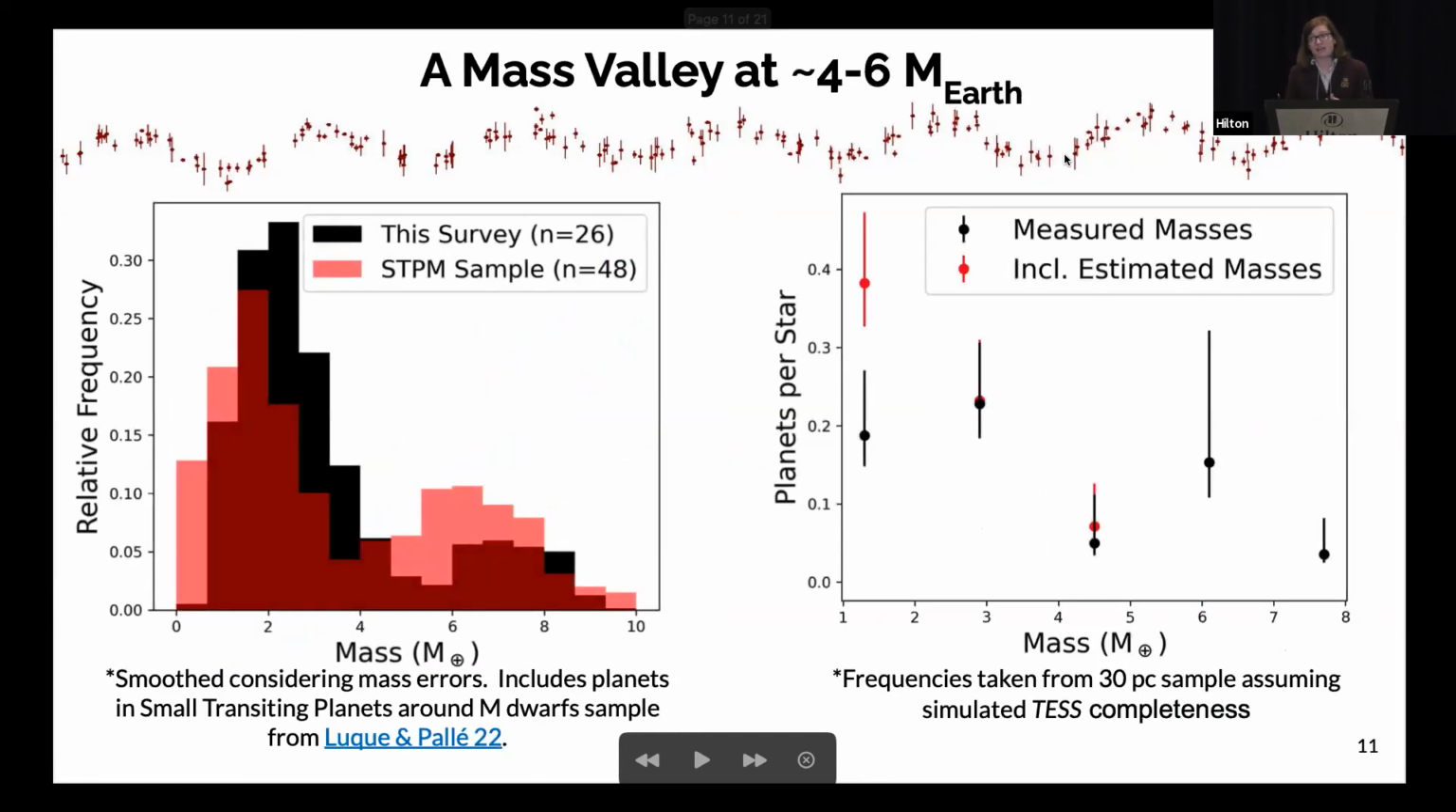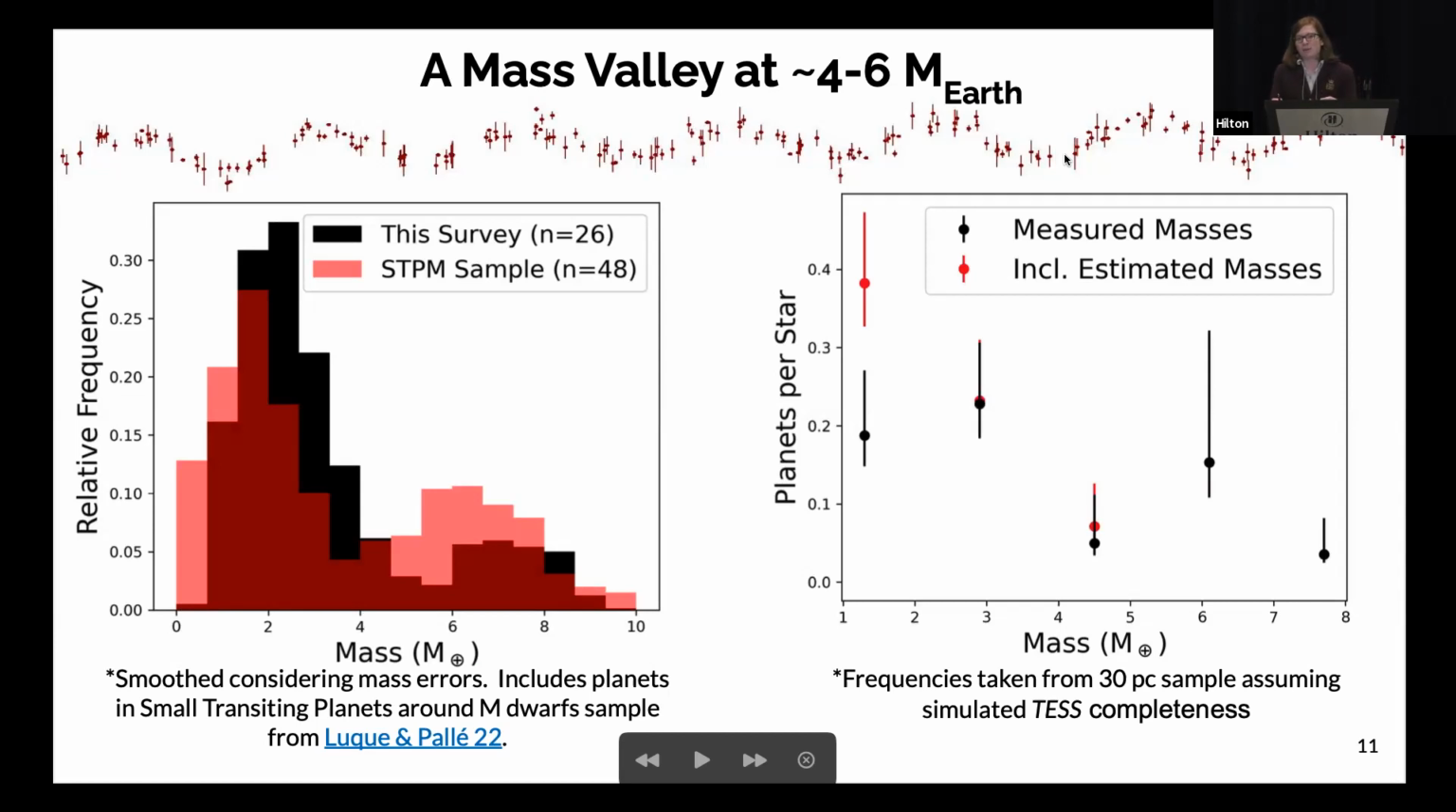The last thing that I'm really excited to talk about is what I refer to as the mass valley. Around 4 to 6 Earth masses, we notice that there seems to be a valley where we don't have as many planets. And even if we go back and look at that previous literature search, you see that there's still an underdensity in that regime, though it seems to be shifted slightly, but that again might just be due to their different period range that they were looking at.